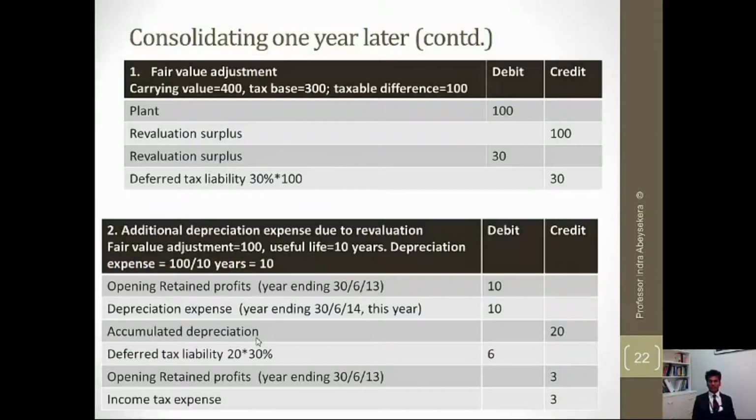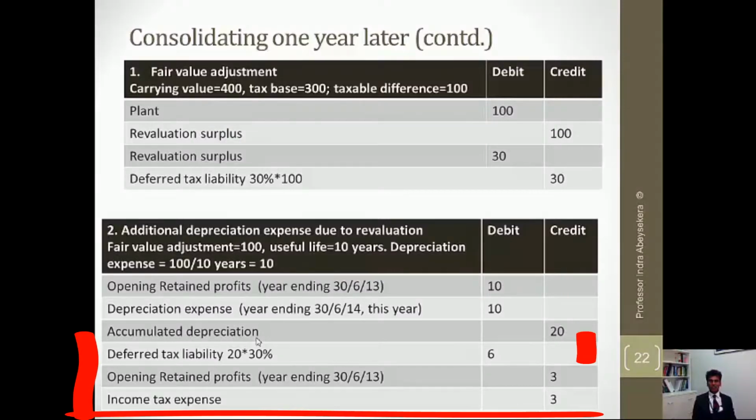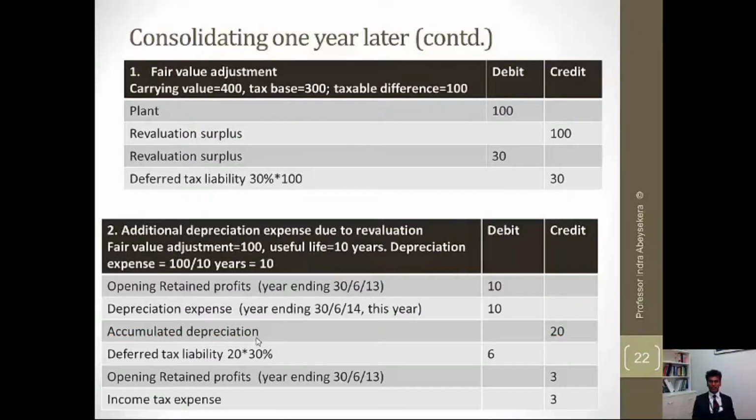That gives rise to a tax effect when we increase expenses, profit decrease, income tax expense decrease. So 30% of that. Credit income tax expense 3, and we debited depreciation expense into opening retained profits, and the tax effect of that, the income tax expense of that, will be recorded under opening retained profits credit 3.